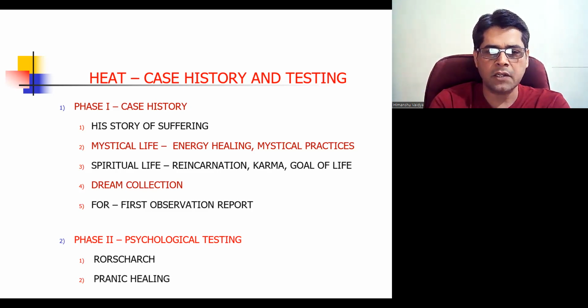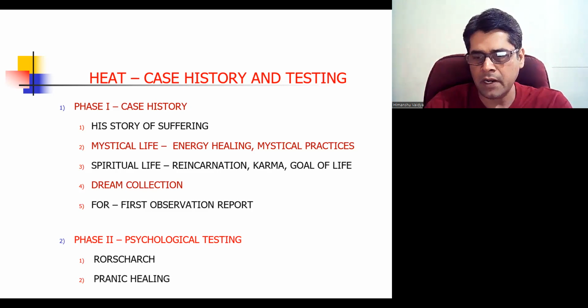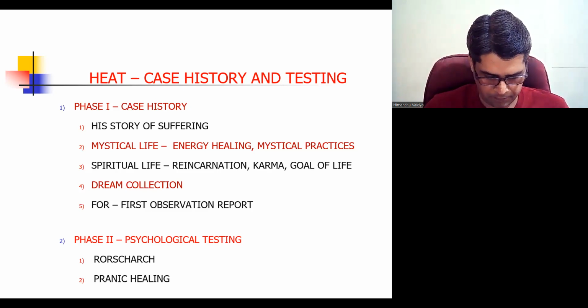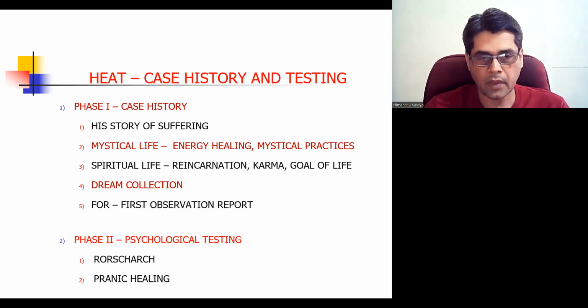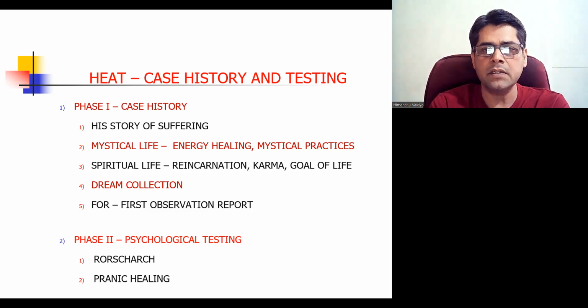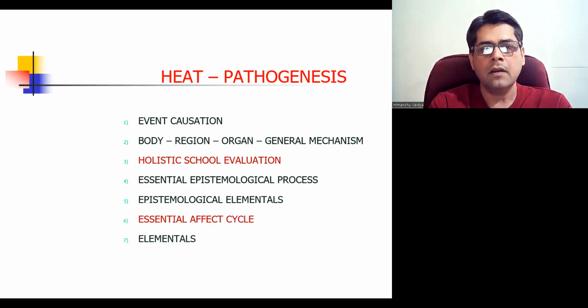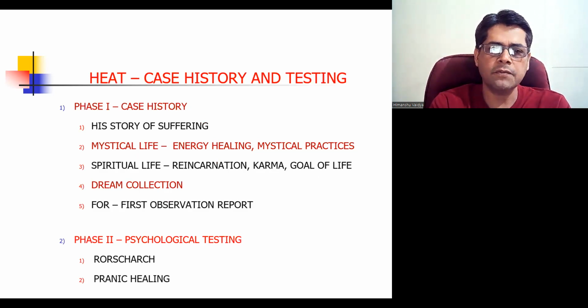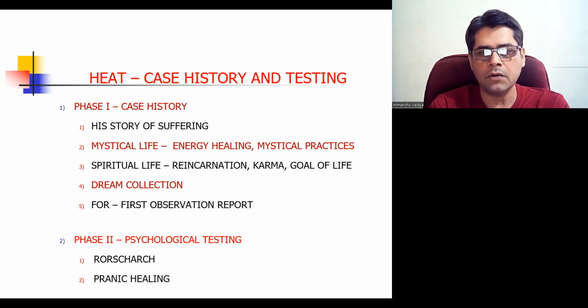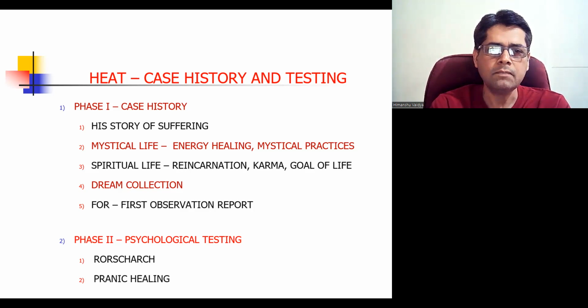As we saw in the last session of general framework, the HEAT framework of approaching healing is a 5-step framework. Phase 1 is case history taking. Phase 2 is psychological testing. Phase 3 is pathogenesis. Phase 4 is healing. And phase 5 is living. You can put in a consolidation phase also. So let us start with phase 1 and see how a HEAT approach would be different from a classical approach. Let us start with case history.